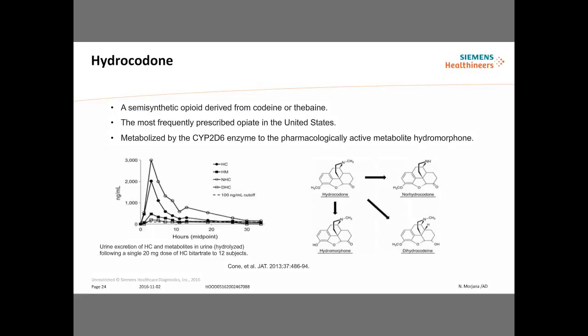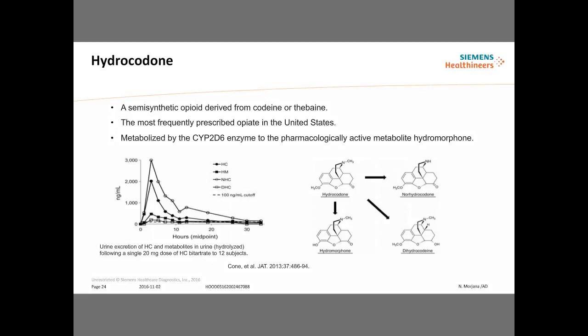Hydrocodone is also a semi-synthetic opioid. Its metabolism was studied by Cone and others and published in the Journal of Analytical Toxicology. The study followed a single 20 milligram dose for greater than 30 hours using 12 subjects. As you see here, within the first 10 hours, hydrocodone and hydromorphone are the highest metabolites, followed by hydromorphone and hydrocodone. The levels of those drugs or metabolites stay above the cutoff level used, which is 100 nanograms per mil, for over 30 hours.